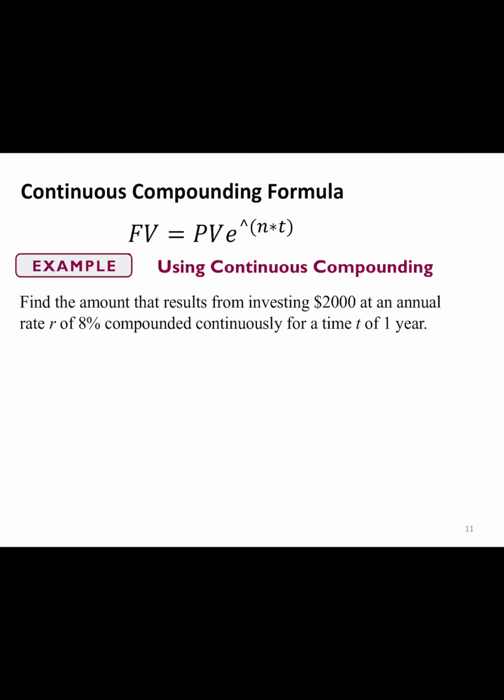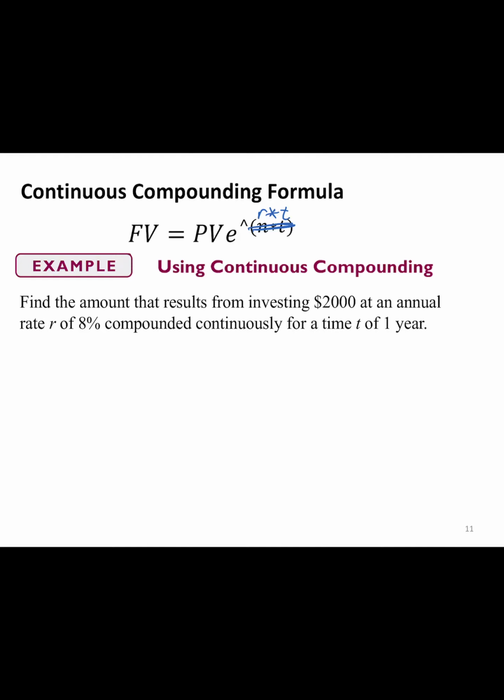Continuous compounding, and this is an error in the formula there. That should say raised to the RT, not NT. So continuous compounding is future value equals present value times E raised to the RT. You will never see an N in a continuous compounding formula. It's compounding all the time.